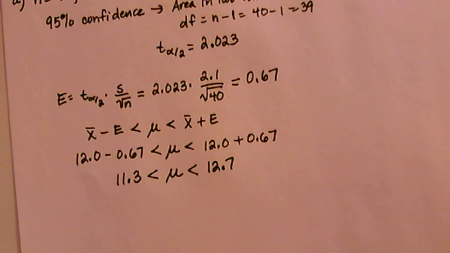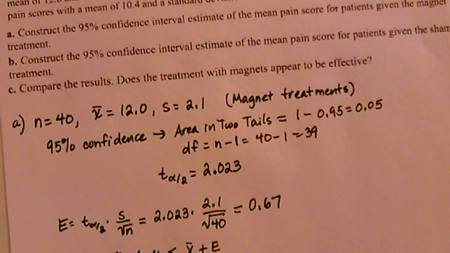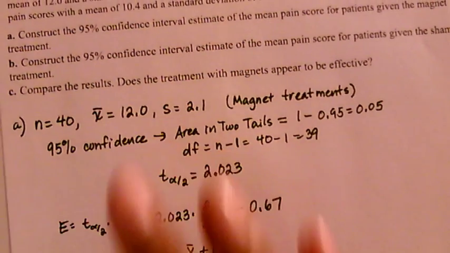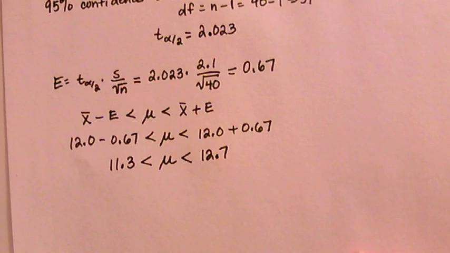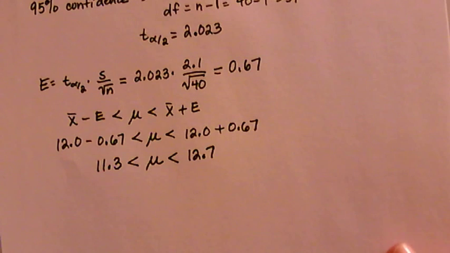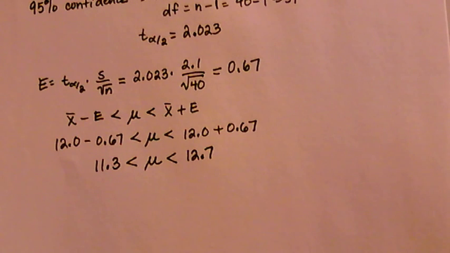Because our limits, we have to round to the same number of decimal places as our sample mean. Here the sample mean was to 1 decimal place. So our limits are rounded to 1 decimal place in the confidence interval. Now we can say here that we are 95% confident that the mean pain score for patients given the magnet treatment will be between 11.3 and 12.7. Okay, so that was part A.